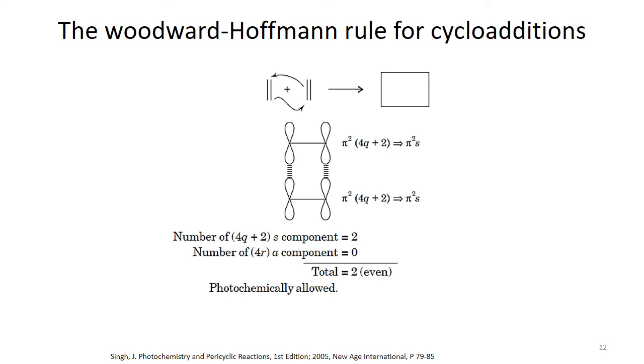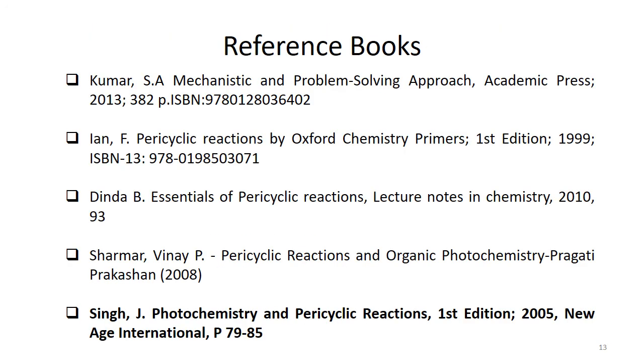Why? Because we already concluded that if the sum of the 4q plus 2 supra and 4r antara components comes out to be an even number, then this is a photochemically allowed reaction.